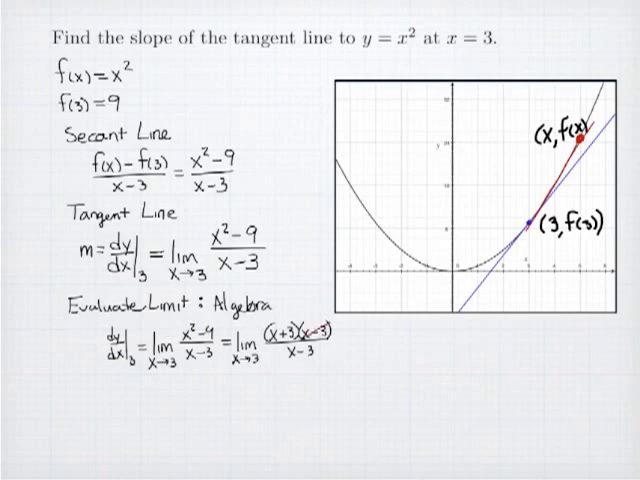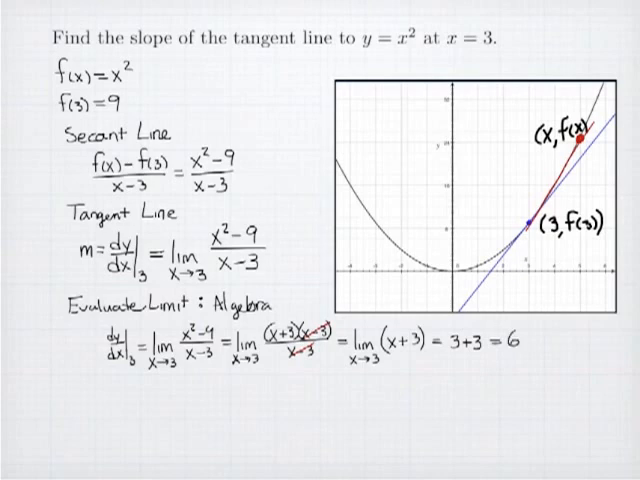Because we have common factors, the x minus 3's cancel, and what we find is the slope of our tangent line is to calculate the limit of x plus 3. Well, this is a nice formula because I can actually plug 3 into that one. 3 plus 3 equals 6.